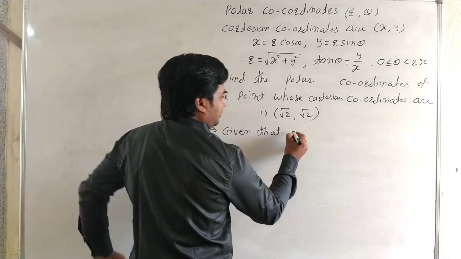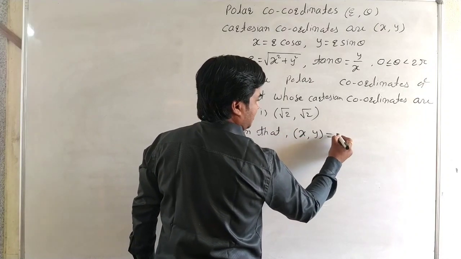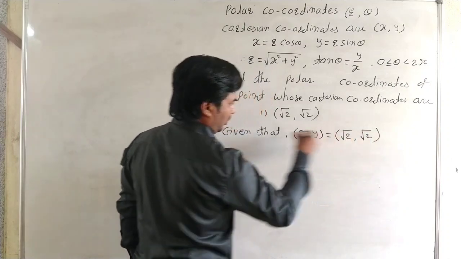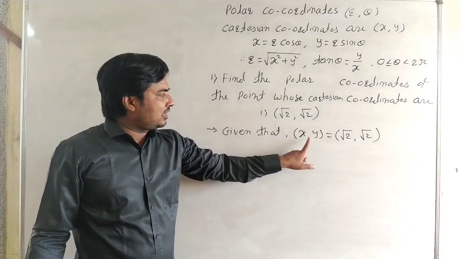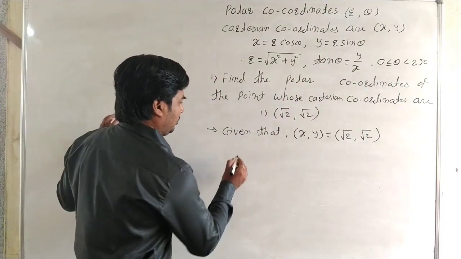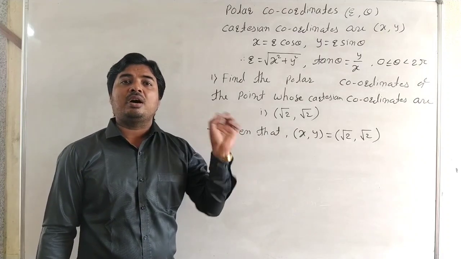Here it is given that the Cartesian coordinates x comma y are root 2 comma root 2. That is, x is equal to root 2 and y is equal to root 2. Now we want to find the polar coordinates. Polar coordinates are the ordered pair r and theta.